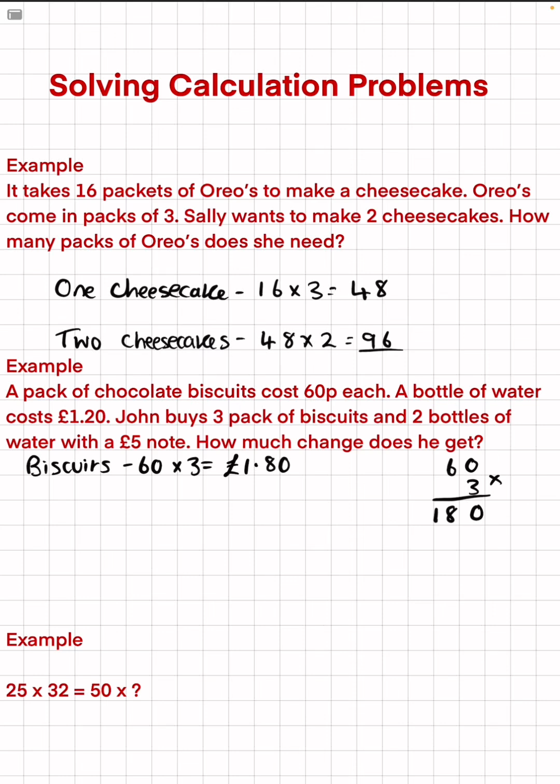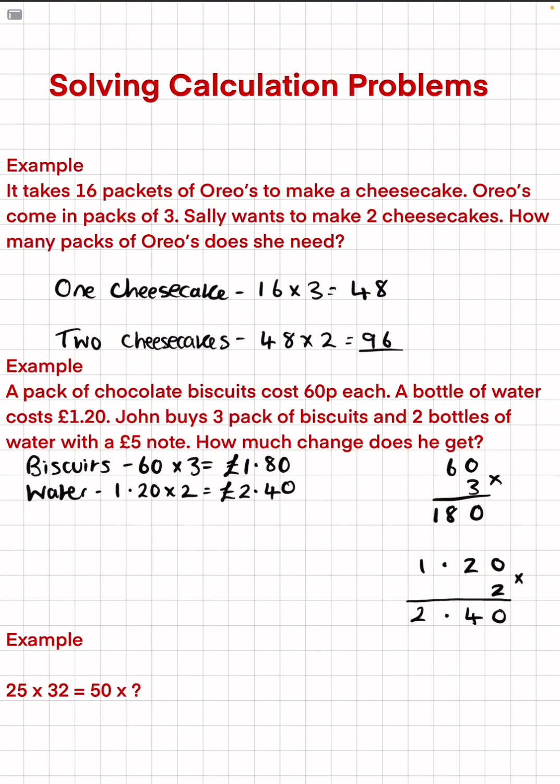Now let's work out how much 2 bottles of water cost. 1 bottle costs £1.20 and John buys 2 bottles. If we work that out, we've got £1.20 multiplied by 2. 2 times 0 is 0. 2 times 2 is 4. We put the decimal point down. 2 times 1 is 2. So 2 bottles of water cost £2.40.